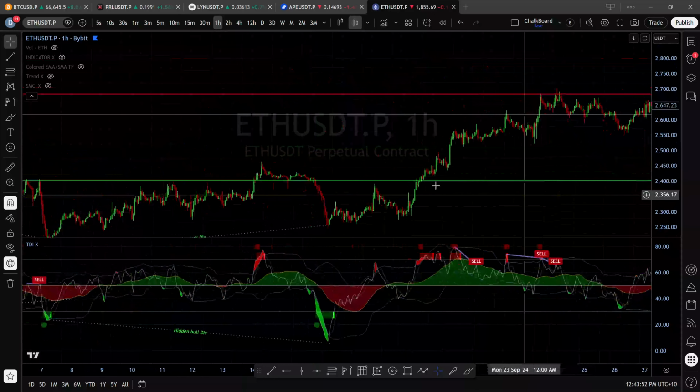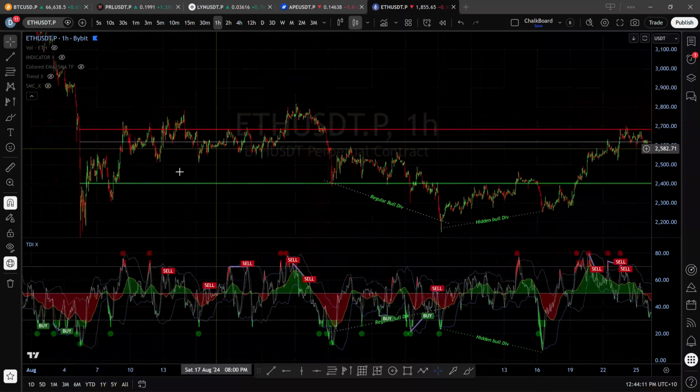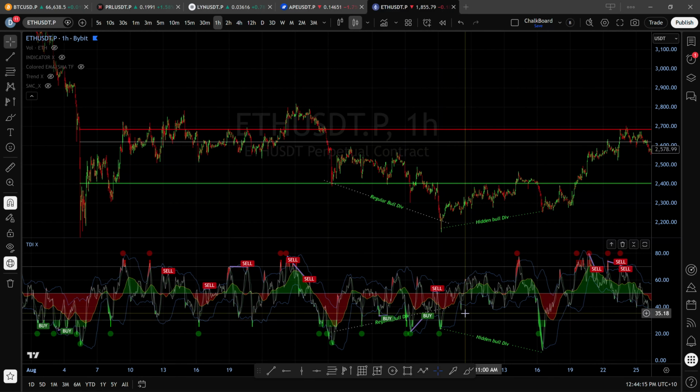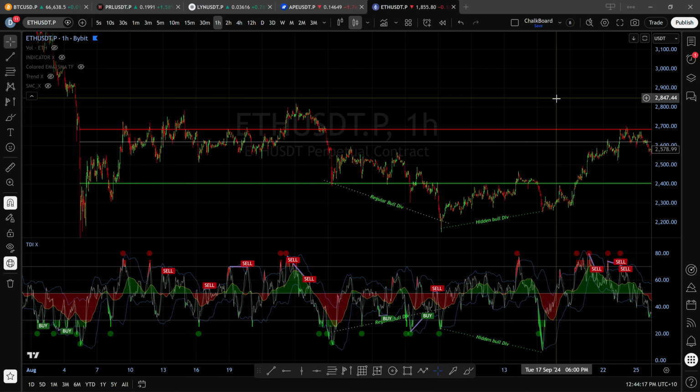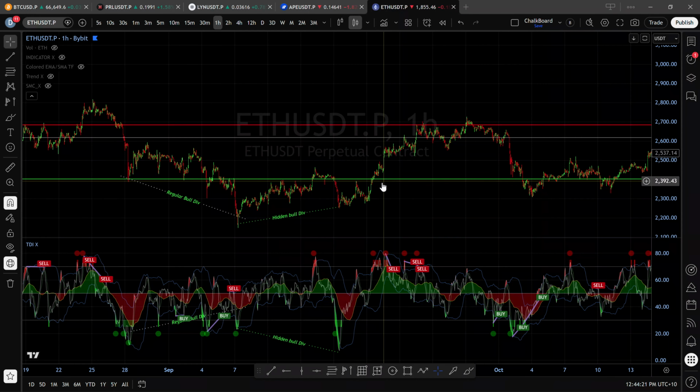So that can help you. You don't want to just use the fixed range volume profile alone. You need something like TDIX or some RSI or something to go with it to help you find your more precise entry.